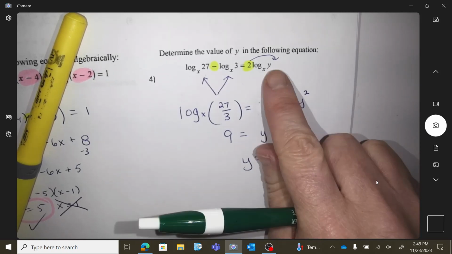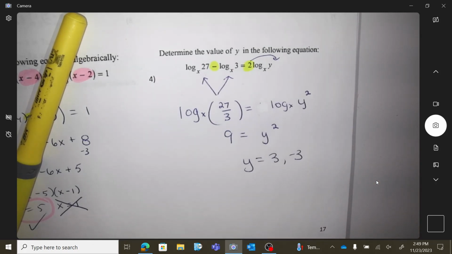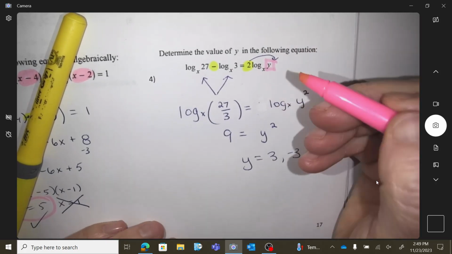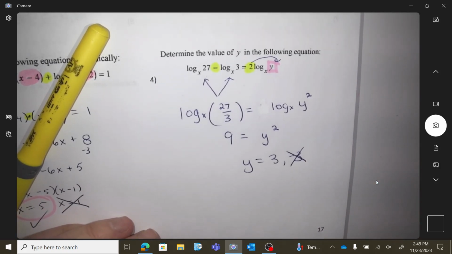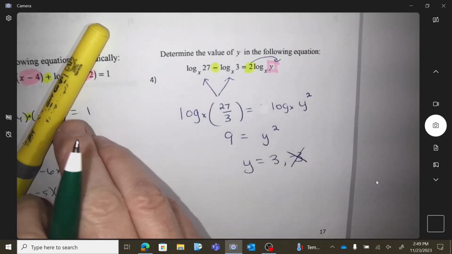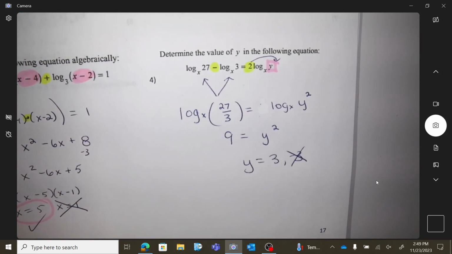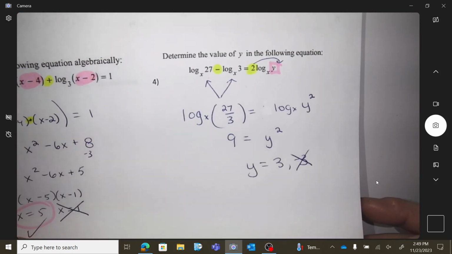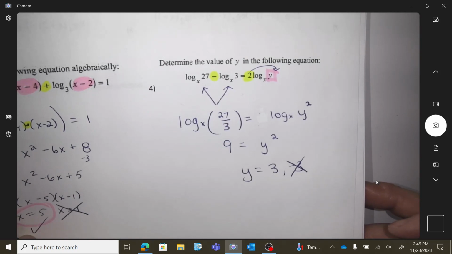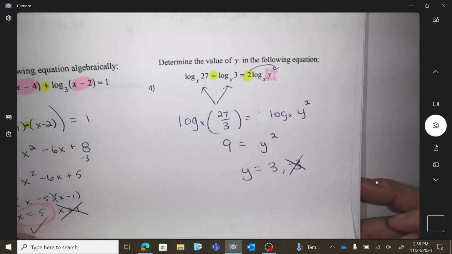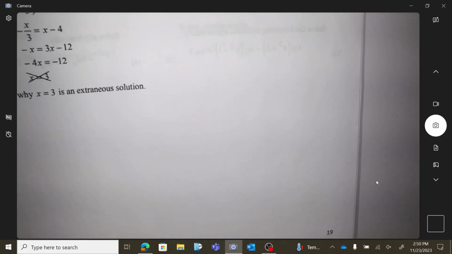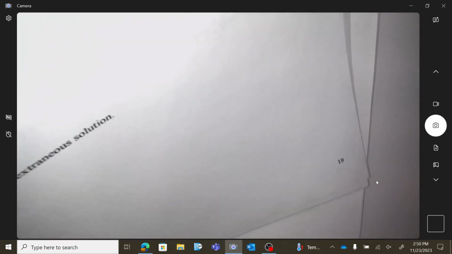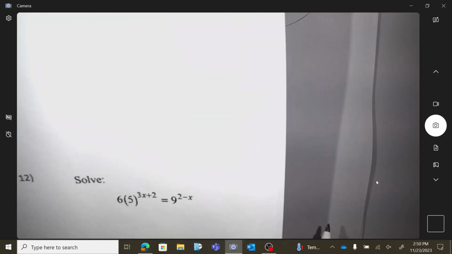But what do we know? Y is in a result spot. So we can't use the negative 3. Okay? So you got to be ready to do those rules both ways, the separation way and the back together way. Okay, one more question, page 19.